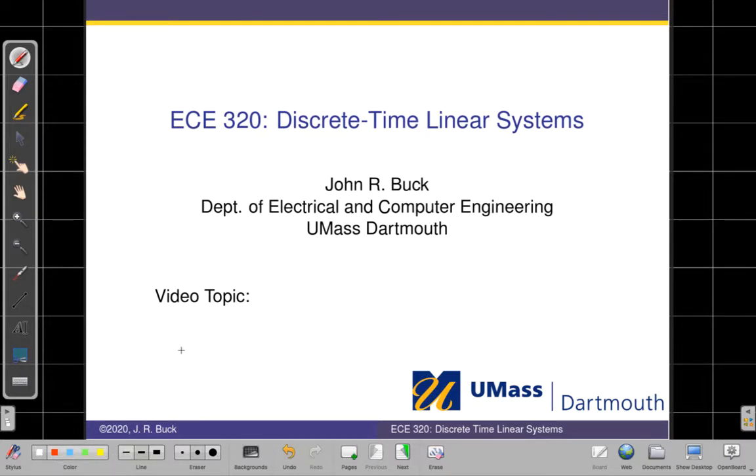It should be, if the pen will let me write. A little confused about that. I'll write in blue then. Difference equations.